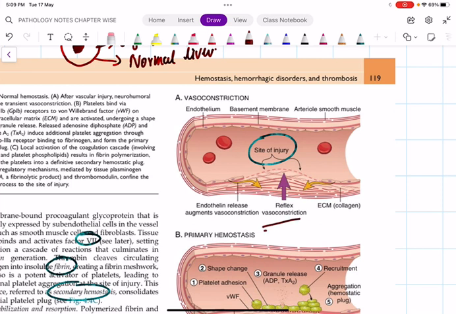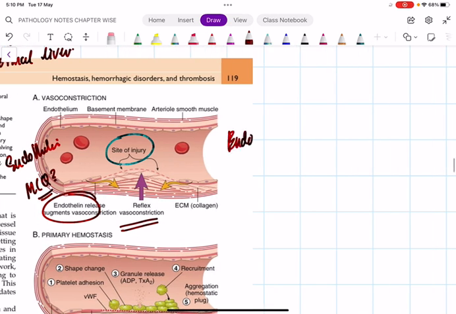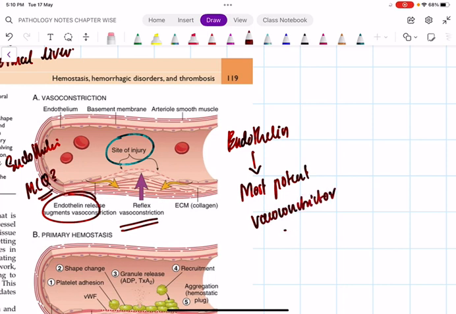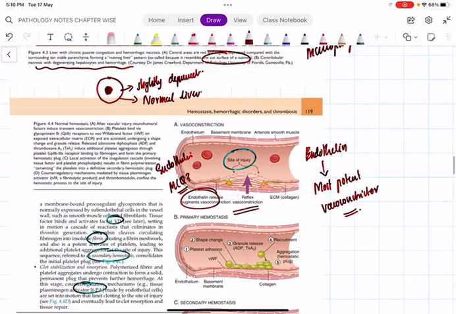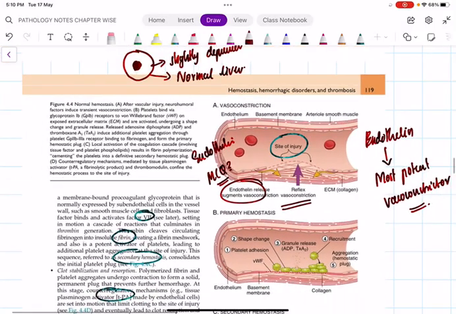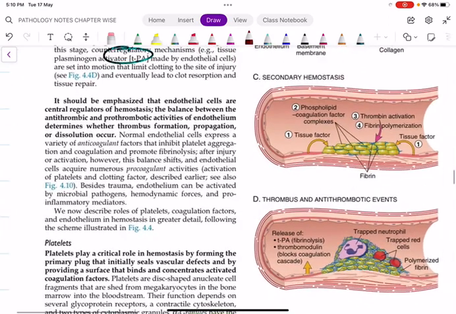At the site of injury, the first aid is vasoconstriction. Vasoconstriction will be mainly because of endothelin. Endothelin is the most potent vasoconstrictor in the body. I'm writing it here also: endothelin, most potent vasoconstrictor. Once that is done, finally clot dissolution will happen.